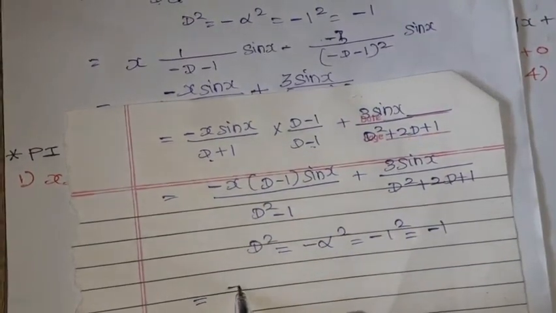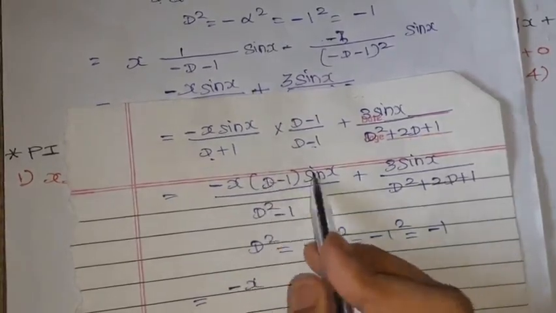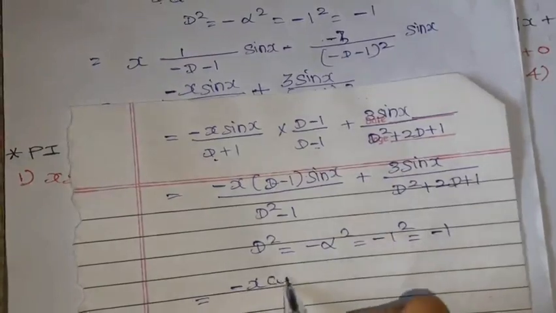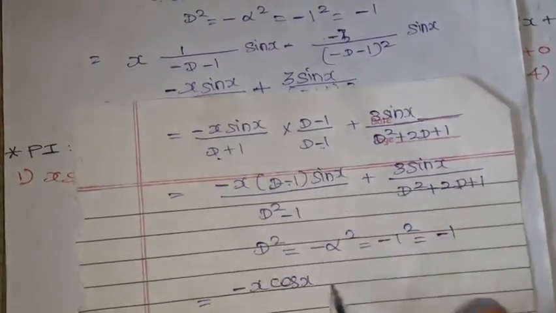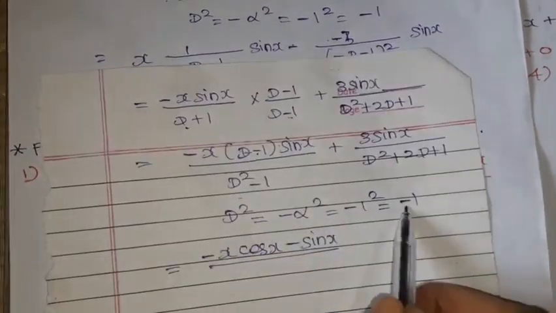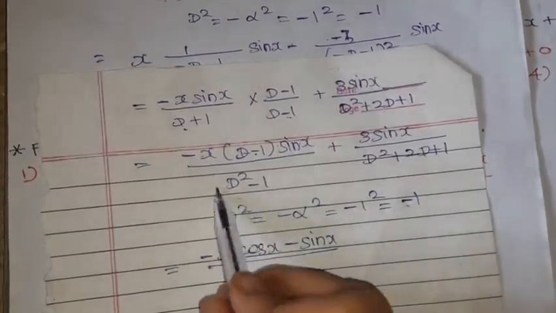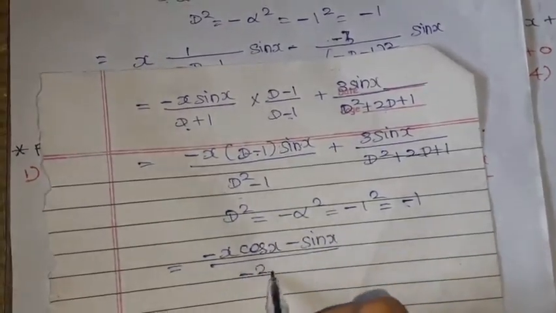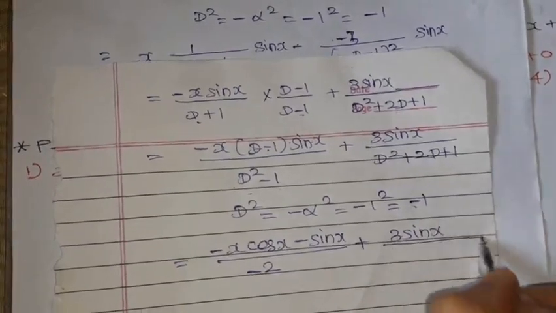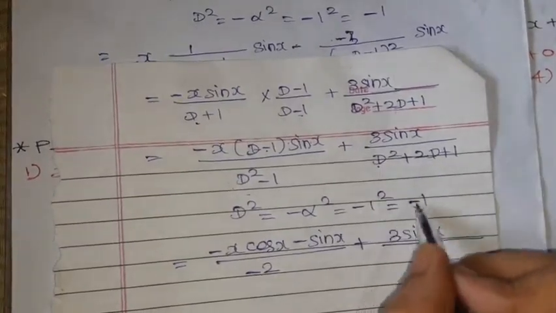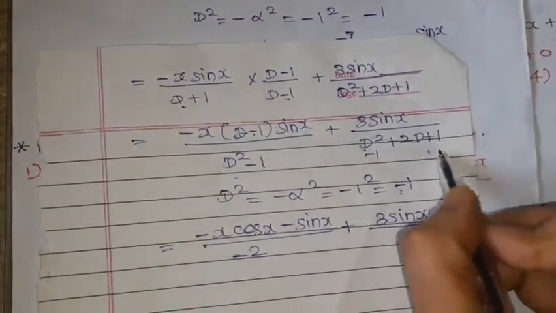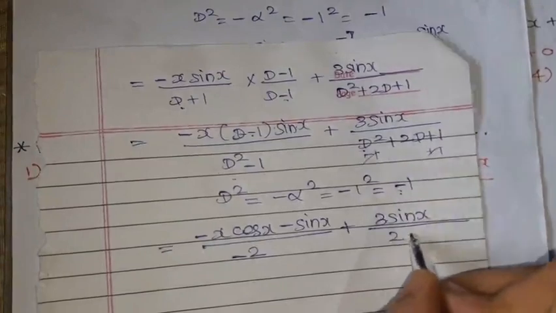So minus x into d, nothing but d by dx, differentiation of sin x gives cos x, right? Minus x cos x minus sin x, divided by d squared in place of minus 1. When we substitute minus 1, minus 2, again 3 sin x. Since d squared equals minus alpha squared, minus 1 plus 1 gets cancelled, right? Here in the denominator we will get 2d.